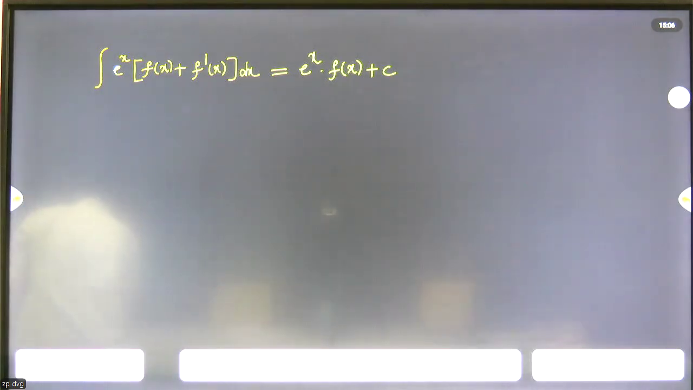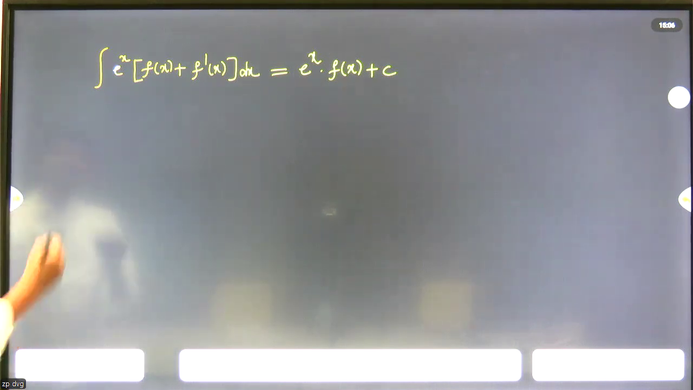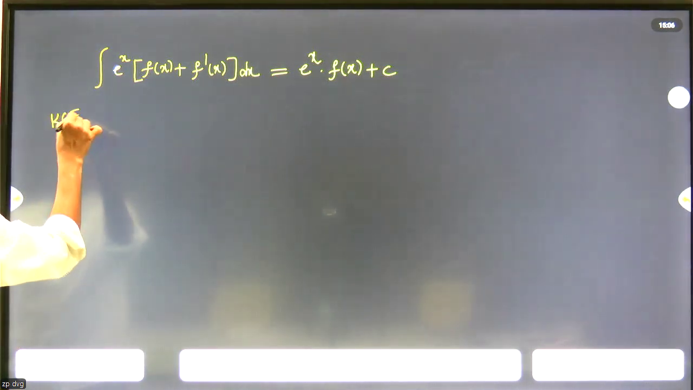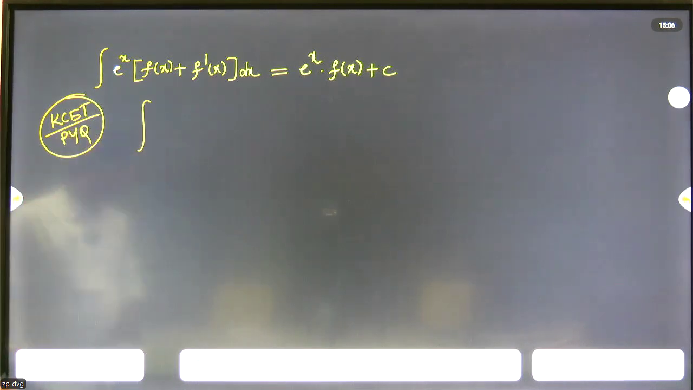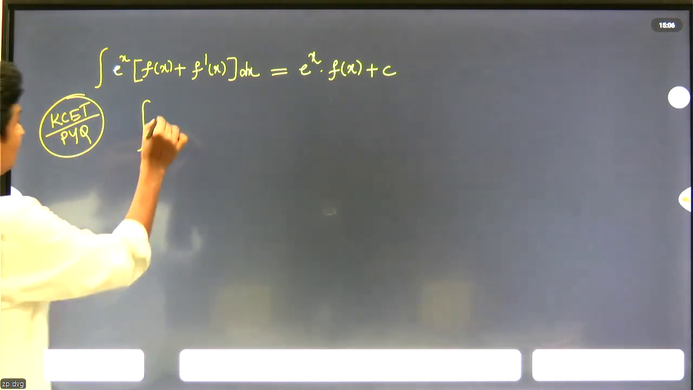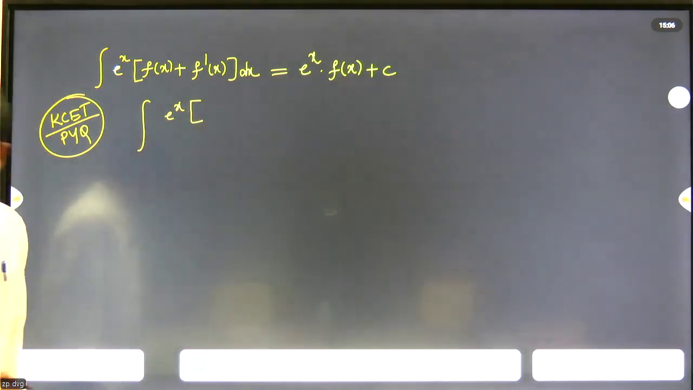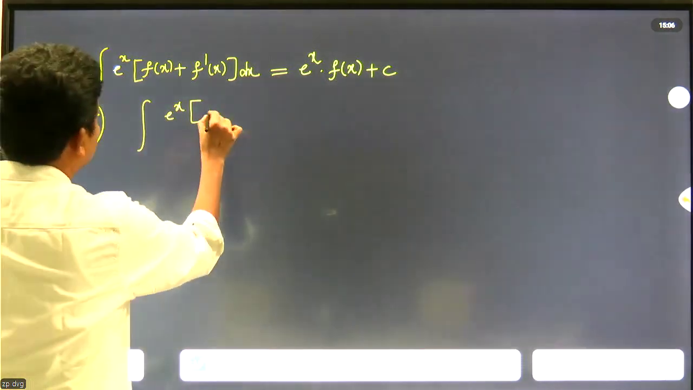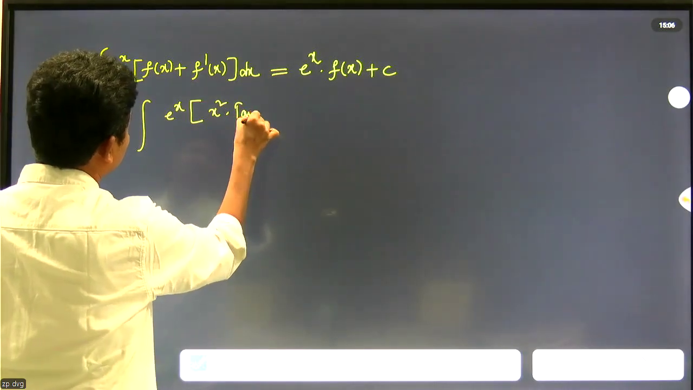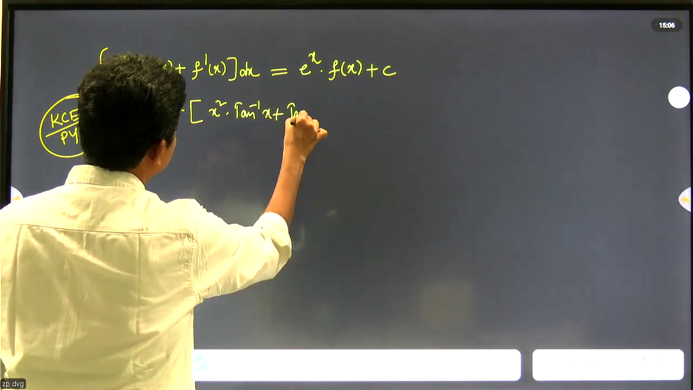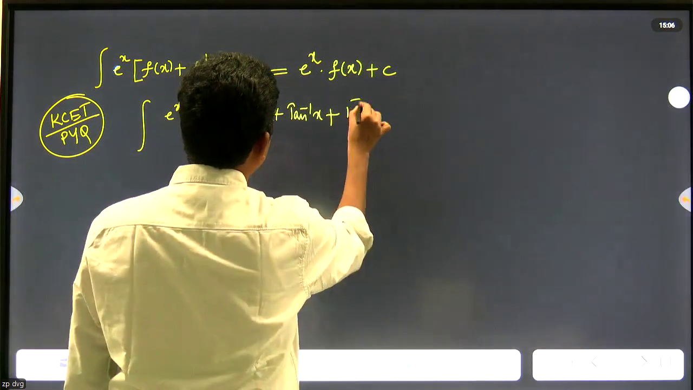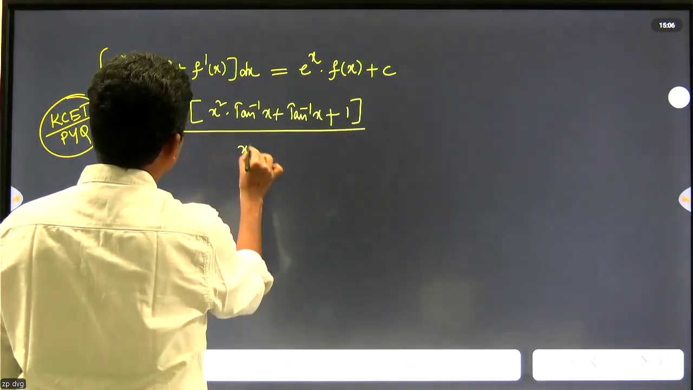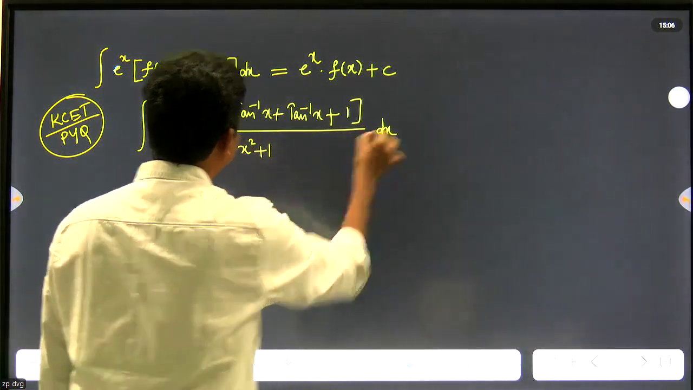Previous year CET questions are there based on this. One question is like this. This is a previous year CET question. The question is integral of e power x into x square into tan inverse x plus tan inverse x plus 1, whole divided by x square plus 1, dx. This is the question given like this.